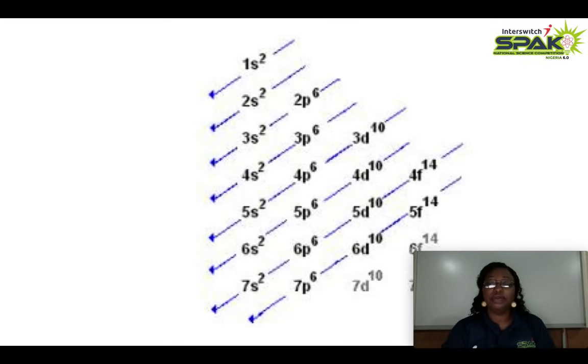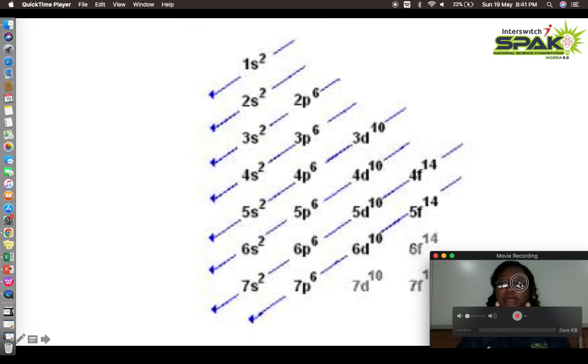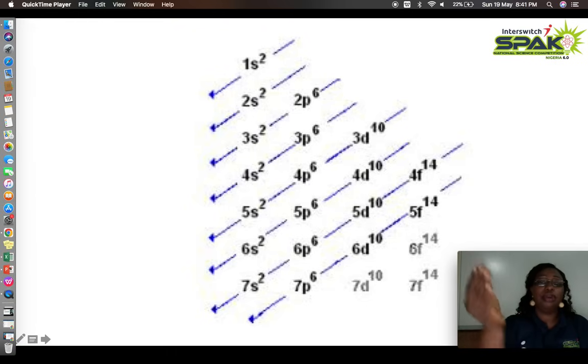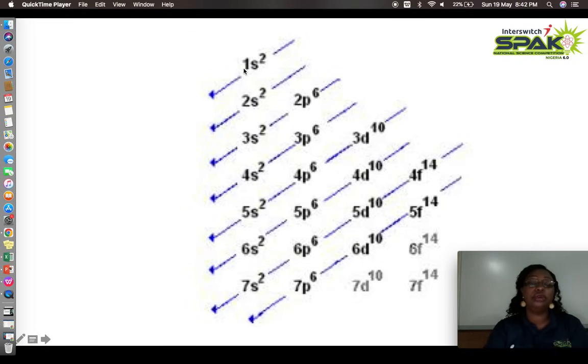Now, this is electronic configuration of elements, and they go in increasing energy. Can you have your pen and start writing? It applies to all the elements on the periodic table. So you have 1s2, 2s2, 2p6, 3s2, 3p6, and so on. You write it in that order. Just write it in that order, and you'll be able to write it for all elements on the periodic table.